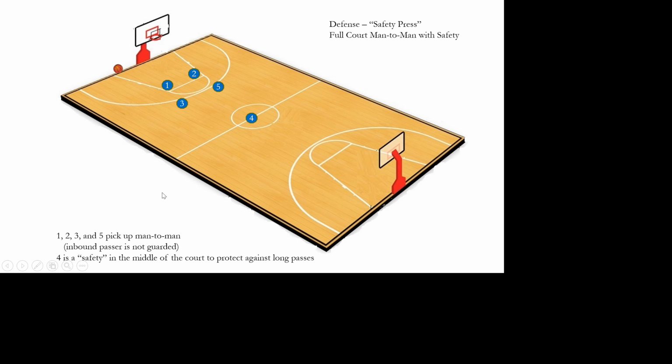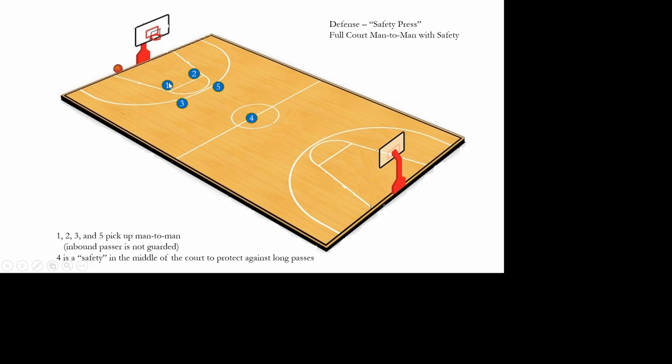Now that's our 2 half-court defenses. So that's man-to-man half-court and zone half-court. Wichita, we call it. Now let's talk about full-court defense. So in this instance, the ball is down here. They're trying to get it all the way down the court to this goal. And this is one that we call man-to-man with safety, or what we call safety press.